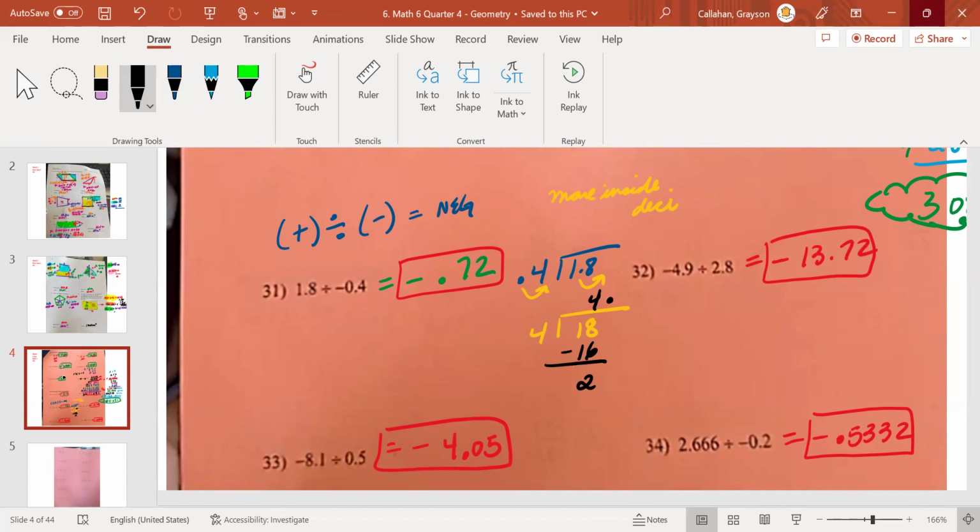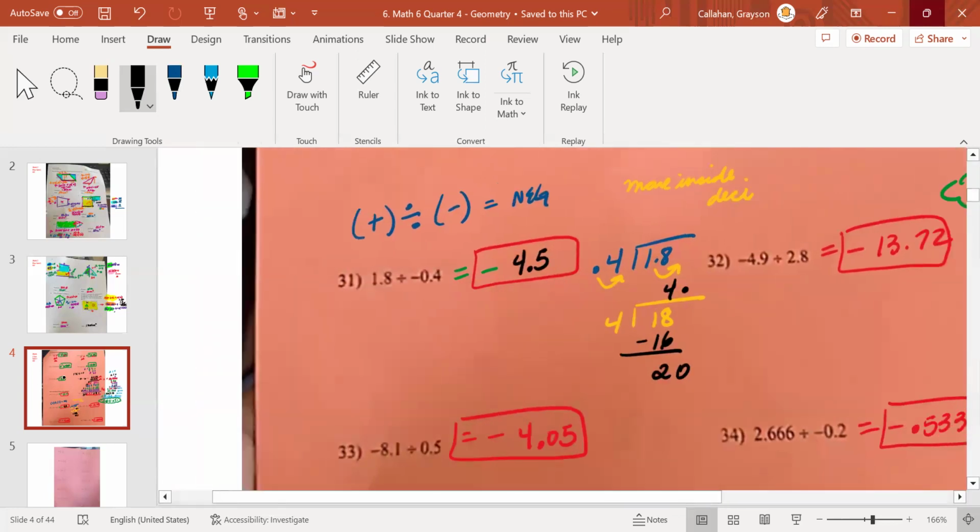Hold on a second. I think I wrote that wrong. Sorry. Hold on. Yeah, I totally messed that up. Sorry. This is supposed to be a negative 4.5. Is that what you have? Okay, so my bad. So then put a 0 after you put the decimal there.